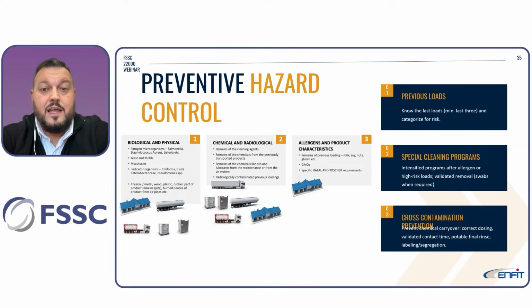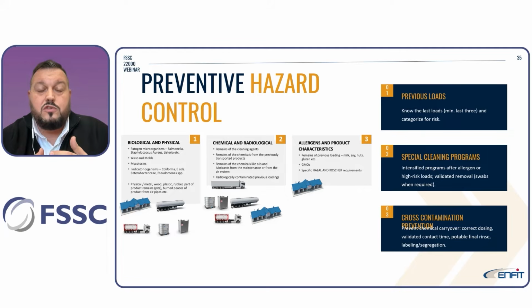Hazards are similar to those in our factories. So if we look at the hazards like biological, physical, chemical, radiological, allergens, they are similar to those in our factories, but they can come from different root causes. They can come from the cleaning station, from the employees at the cleaning station, or from the loading and unloading equipment, or even from the transporting unit that is not properly designed or constructed, or that is damaged during all of these activities.